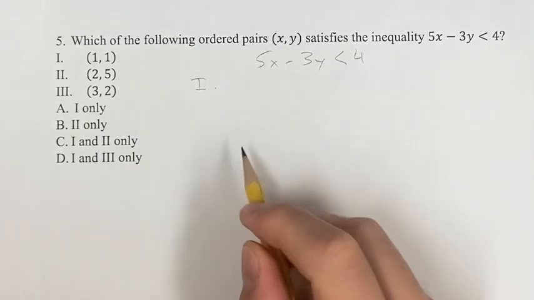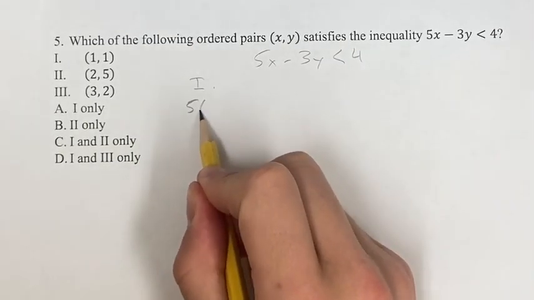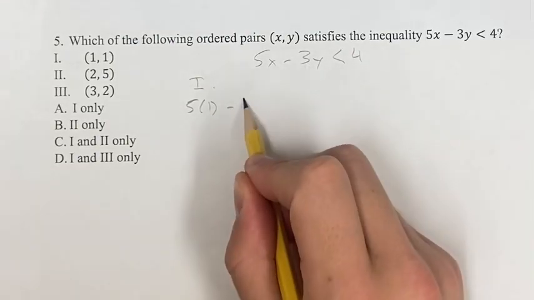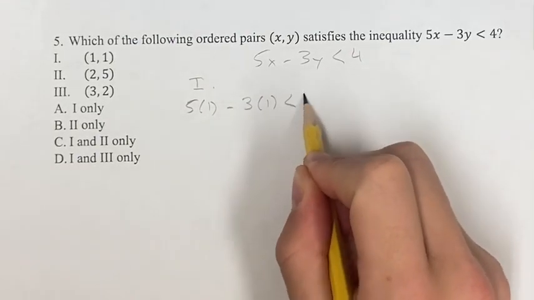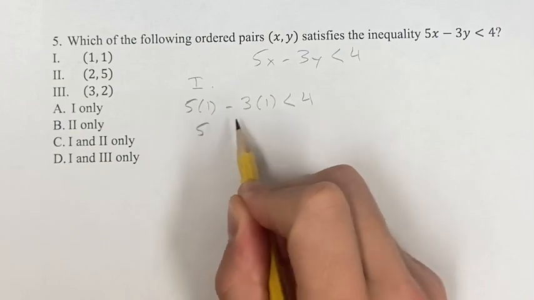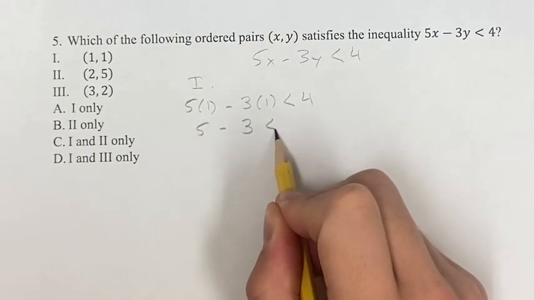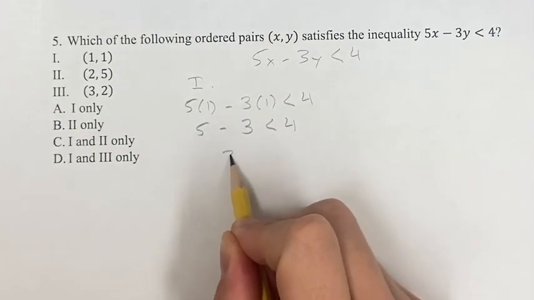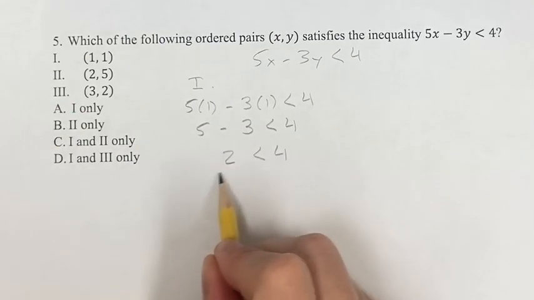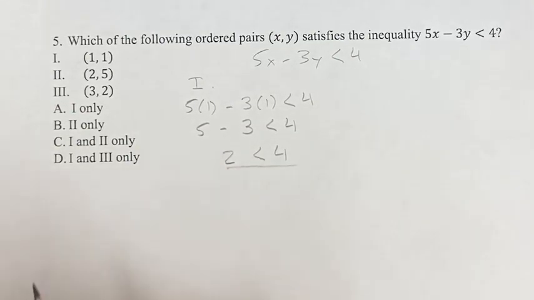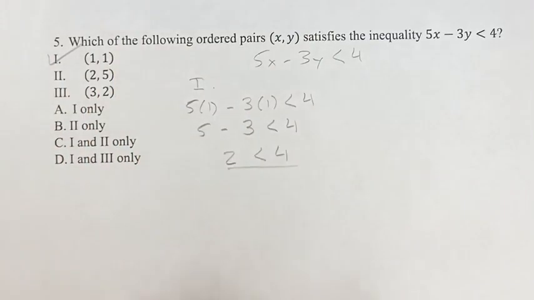So what would that look like? Well, we have 5x, so 5 times 1, minus 3y, so 3 times 1, is less than 4. 5 times 1 is 5, minus 3 times 1 is 3, less than 4. 5 minus 3 is 2, is less than 4, and this is a true statement. So 1 does satisfy the inequality.